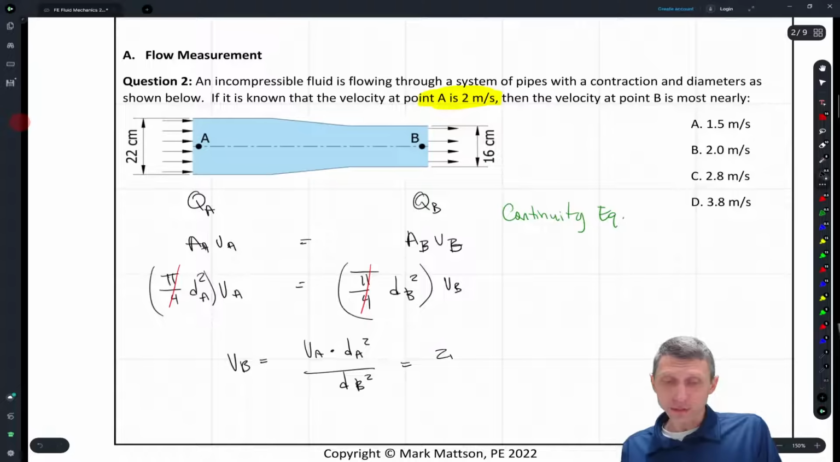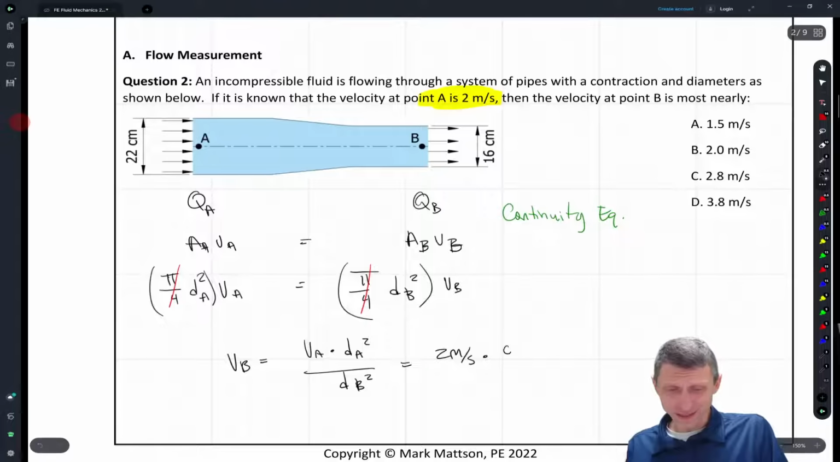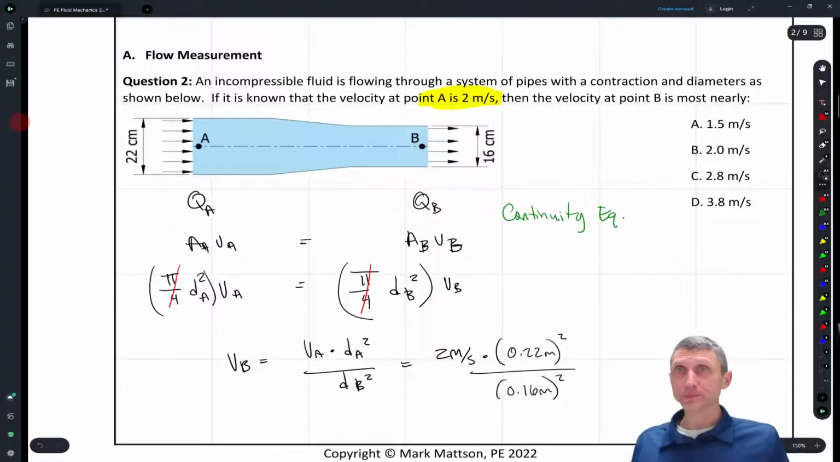So what's this? 2 meters per second times, and you could convert this to meters. It doesn't really matter because diameter over diameter is dimensionless, but let's just be consistent with units. 0.16, no, I'm doing that one backwards. So let's delete that. The diameter of A is 0.22 meters. That's going to be squared, and then divided by the diameter of B, which is 0.16 meters, and we're going to square that.